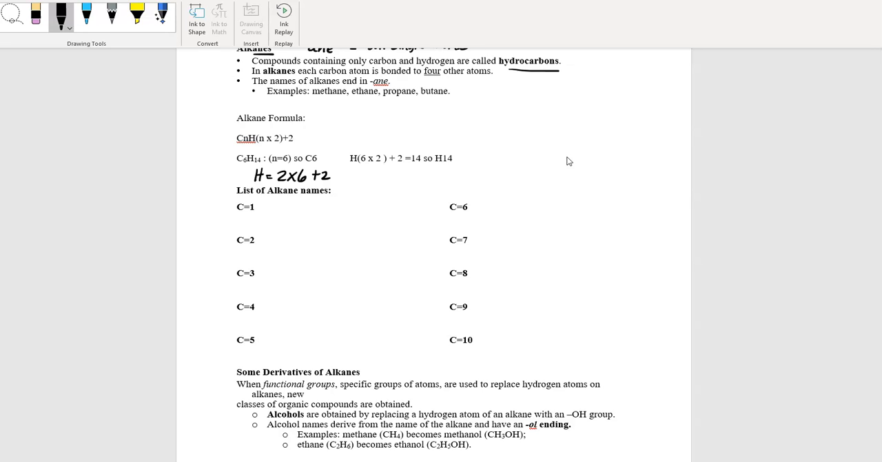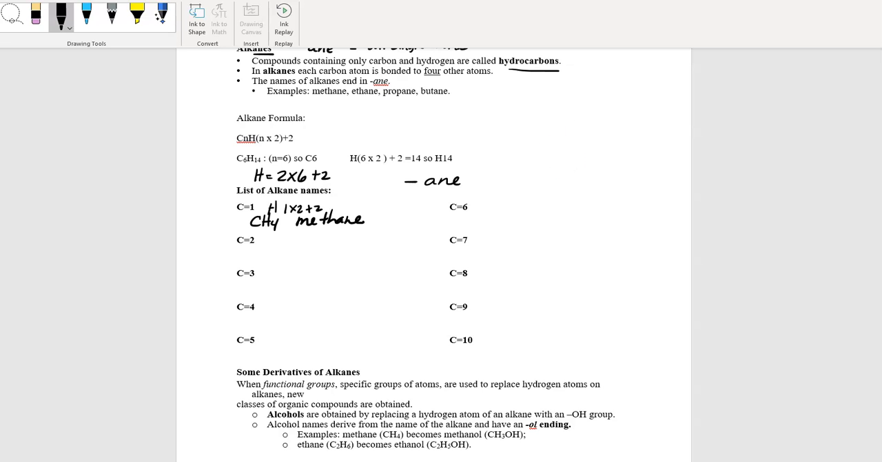When you name these, the carbons start the name. However many carbons you have will dictate the beginning of the name, because you already know the ending of them all is A-N-E. So we're going to write the names and figure out the formulas too. If it has 1 carbon, the hydrogen would be 1 times 2 plus 2. So that's 4.